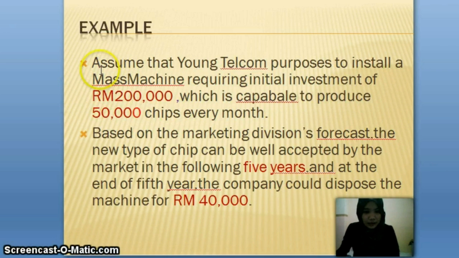Example. Look at the example. Assume that Young Telecom proposed to install a mesh machine requiring an initial investment of RM200,000, which is capable of producing 100,000 chips every month. Based on the marketing division's forecast, the new type of chip can be well accepted by the market in the following 5 years. And at the end of the 5th year, the company could dispose of the machine for 400,000. So this is a disposal. This is the initial investment, and it is capable of producing 300,000. And then over the 5 years the company can achieve the target.